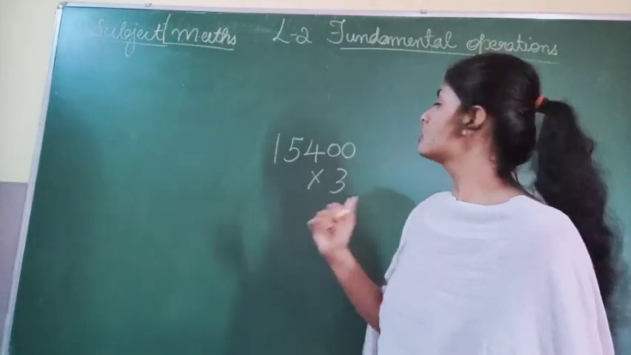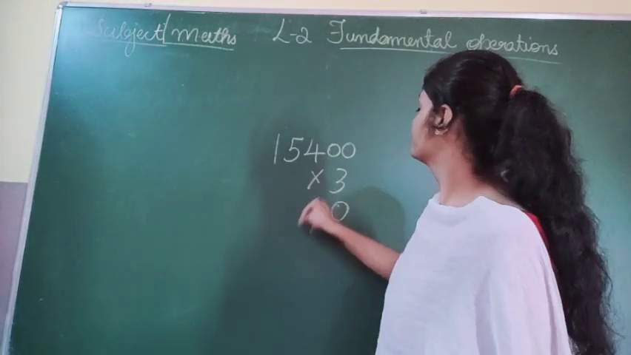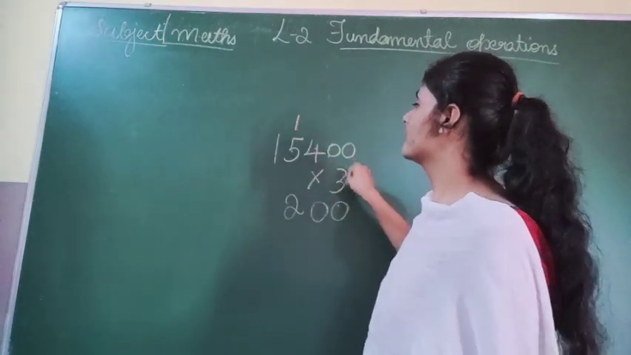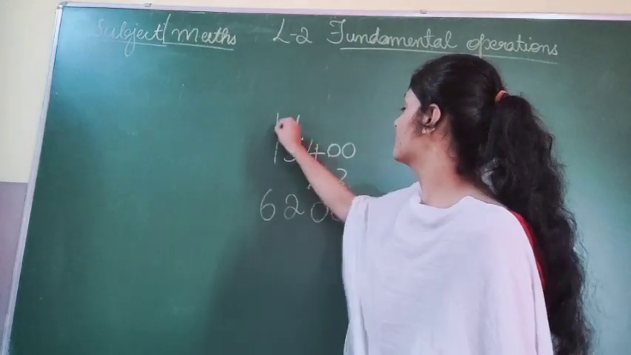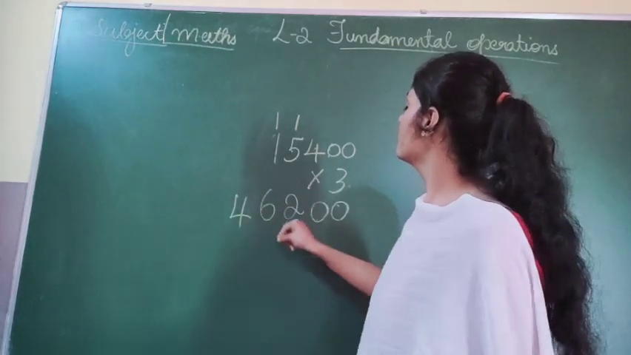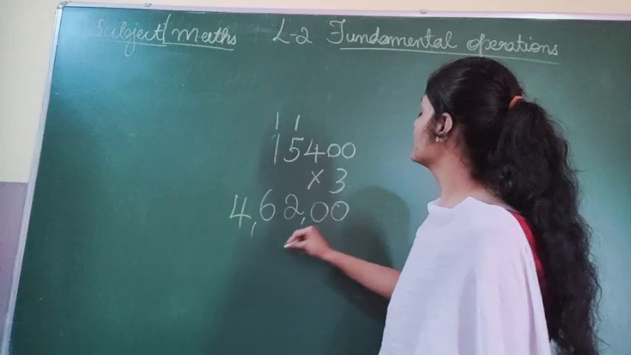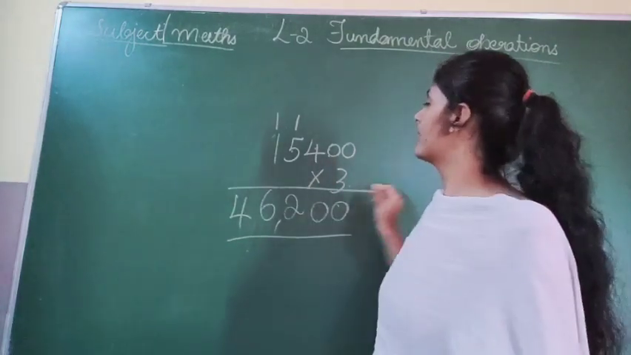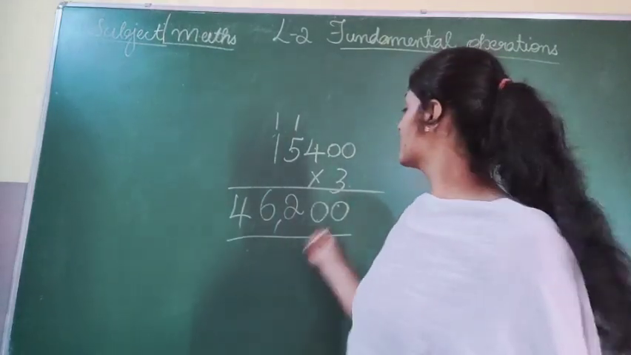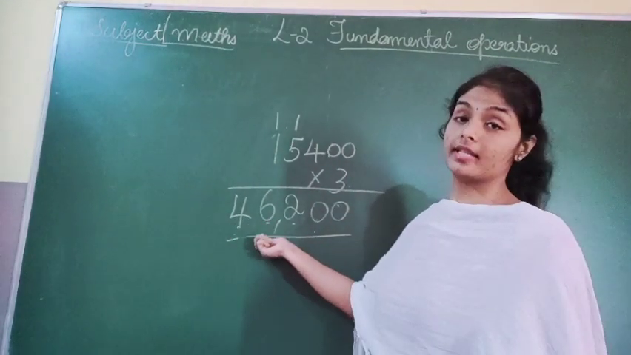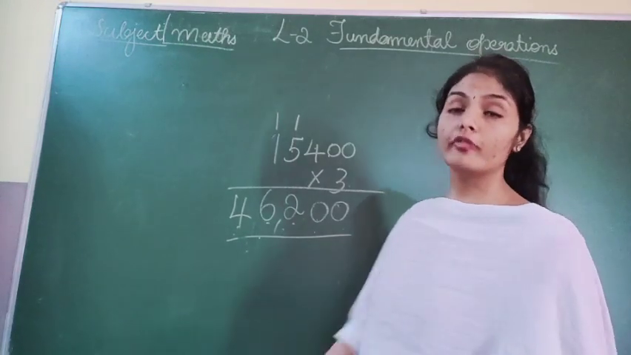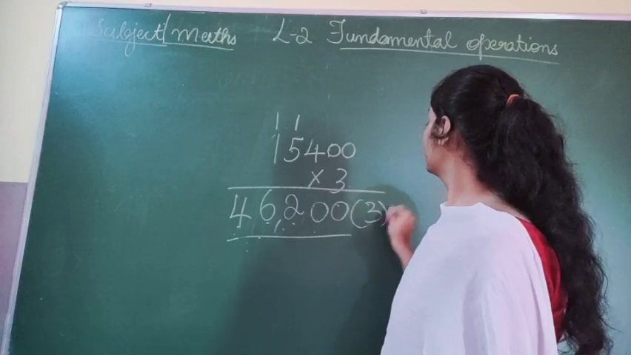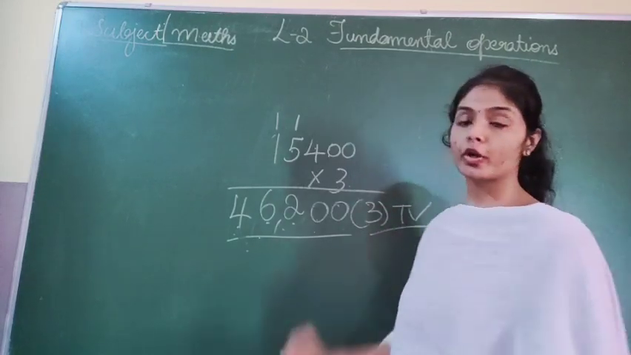So 3 zeros are 0, 3 zeros are 0, 3 fours are 12, 2 and 1 carry over, 3 fives are 15 plus 1 is 16, 6 and 1 carry over, 3 ones are 3 plus 1 is 4. So 46,200 is the cost of 3 color TV sets. Got it, children? See, units, tens, hundreds, thousands, ten thousands. So 46,200 is the cost of 3 color TV sets. Got it?